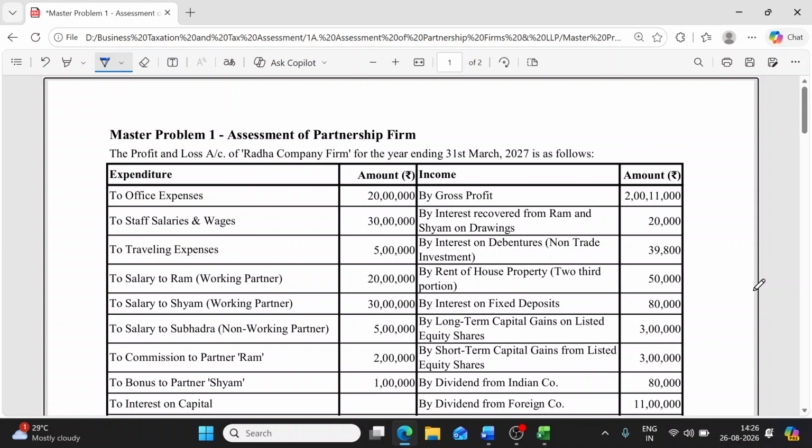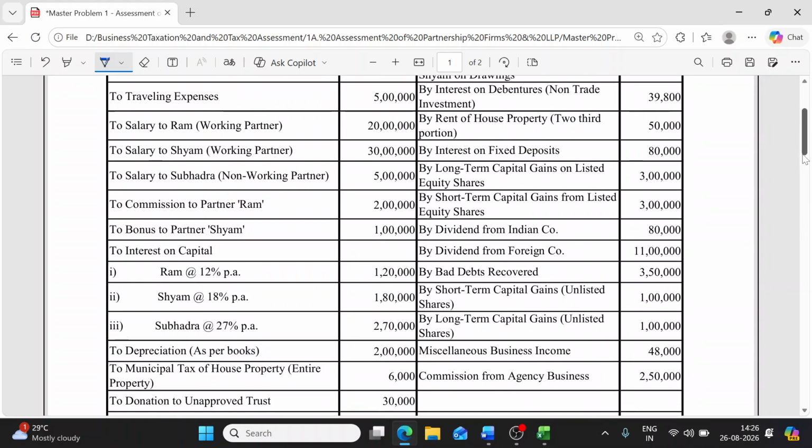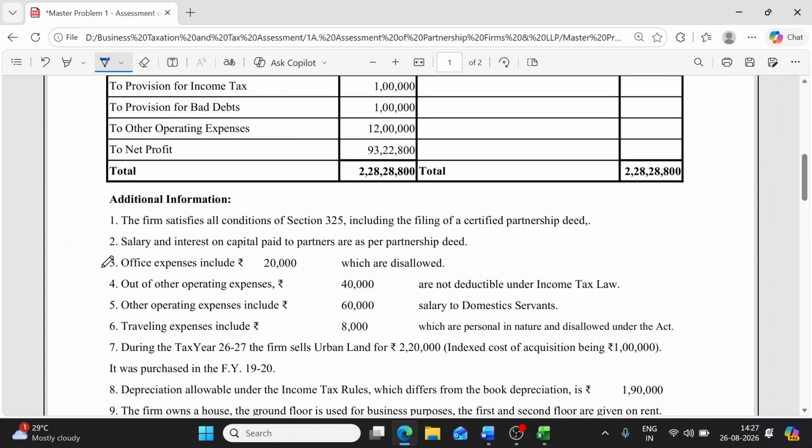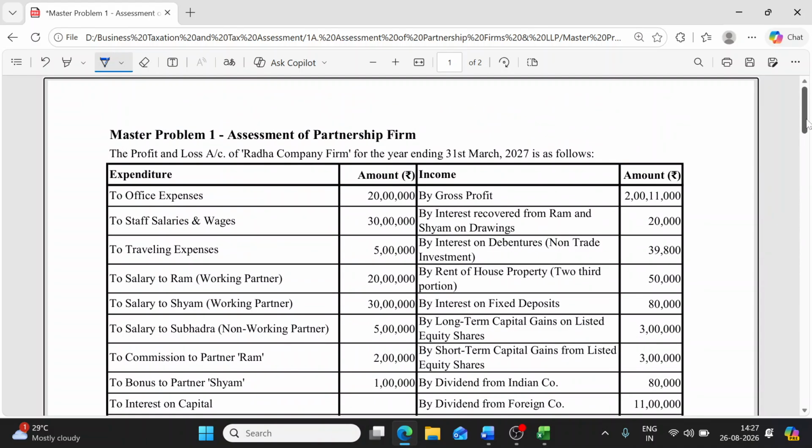And after reading the adjustments, if possible, kindly mark the accounting items provided in the profit and loss account. For example, this is adjustment number 3, and adjustment number 3 is related to office expenses. So use your pencil and find office expenses first. For example, office expenses are recorded over here, so if possible, mention 3 here. 3 means adjustment number 3 is connected with this accounting item, office expenses.